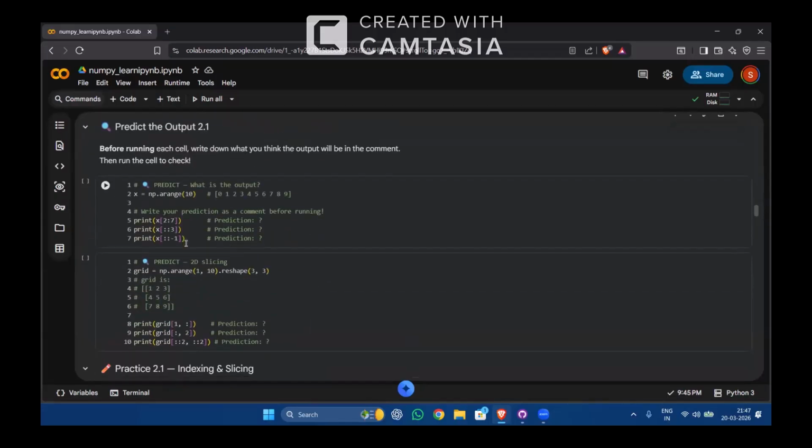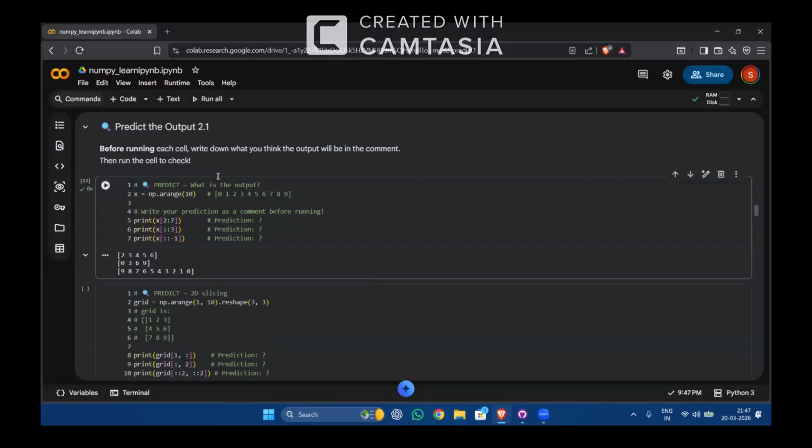And the next practice problem is, what is the output for this? Just think about the output and try to execute and observe it. I am not going to ask you the output of each and every one. You just ensure it is properly running.